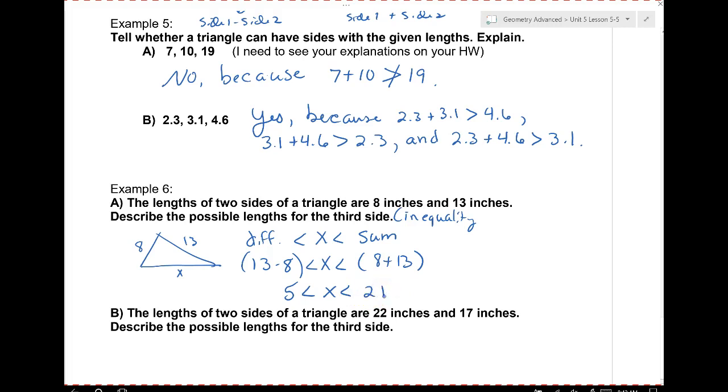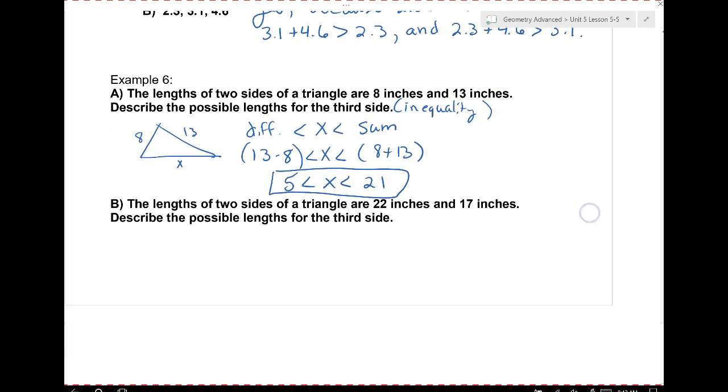X has to be smaller than 21 because remember, 8 plus 13 is 21. And if it's equal, remember how it lands on itself? So it wouldn't work. But I also know I can't have 5 there because 5 plus 8 is not greater than 13. I'd have to have 5.1. Then would it work? Yeah. So this would be your range of possible sides.